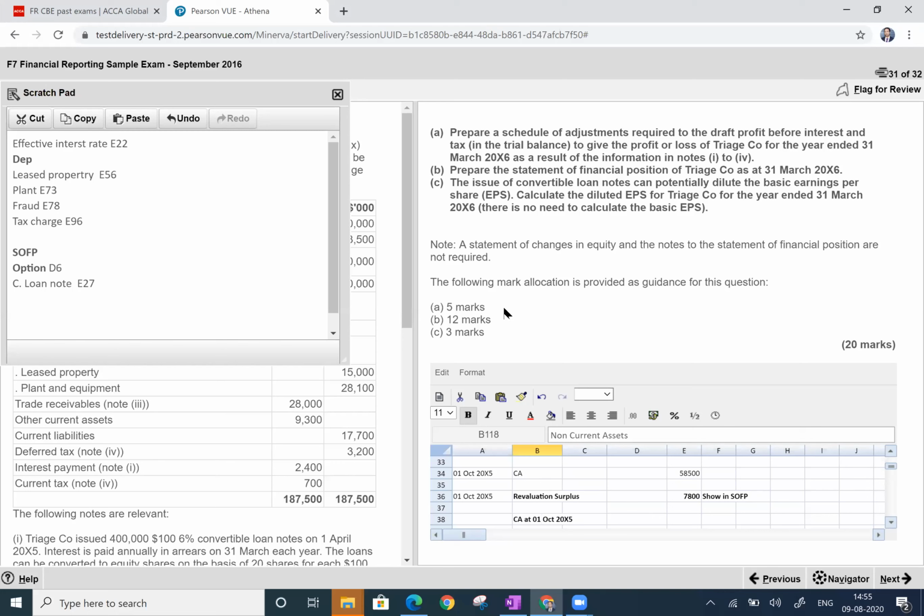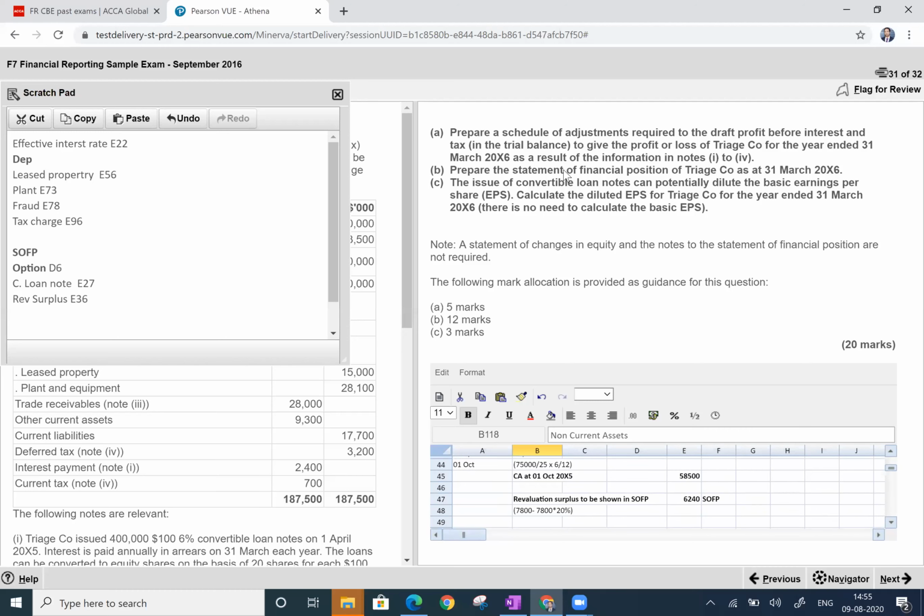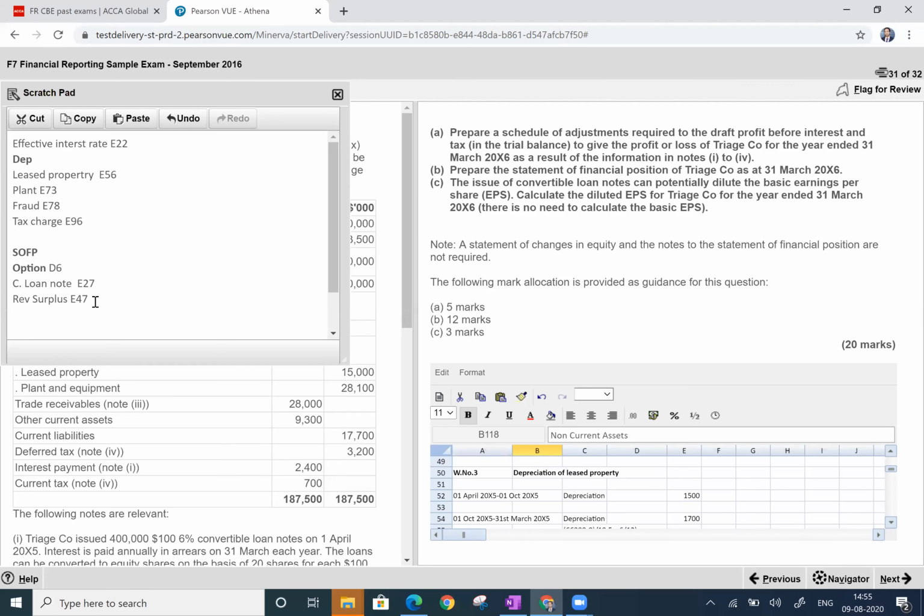So next one, revaluation surplus. I'm just going to write revaluation surplus E36. Next, SOFP. Revaluation surplus to be shown is not E36, it is E47. Next. What is next? Retained earnings minus E77.